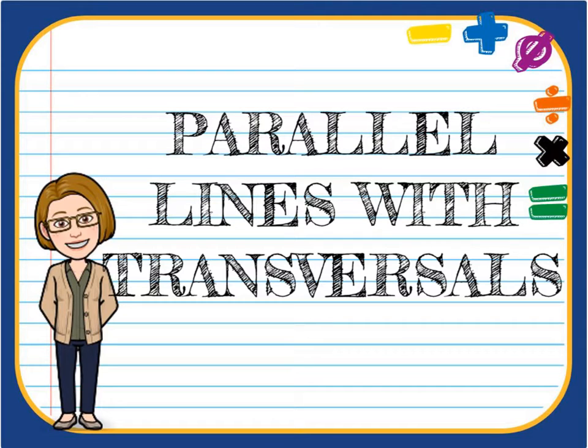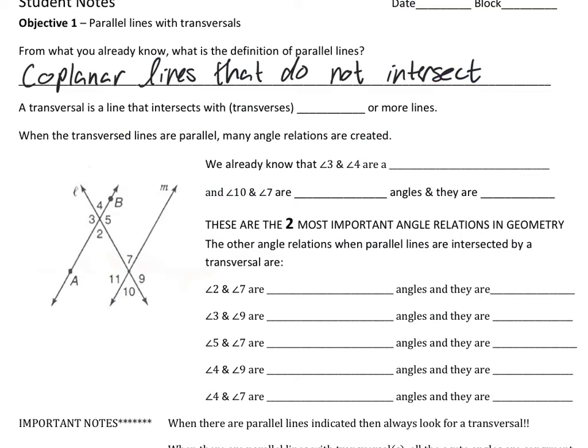We're going to talk about parallel lines that are cut by a transversal, or intersected by a transversal. Just a reminder, parallel lines are coplanar lines that do not intersect. A transversal, this is the new part, is a line that intersects with two or more lines. We have an image here, and it tells us that these two lines here in blue are parallel.